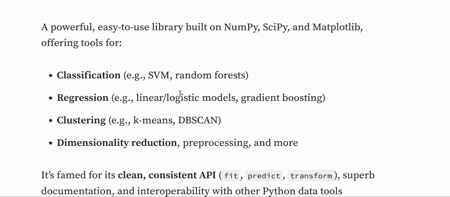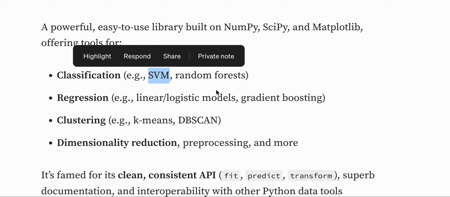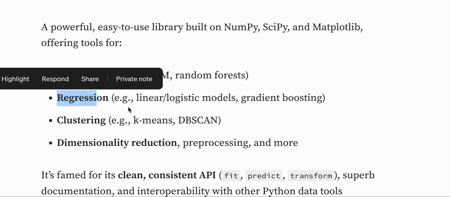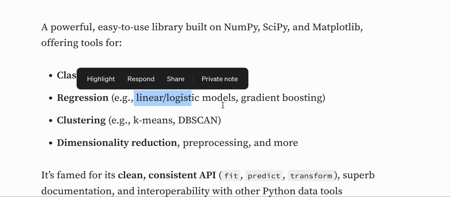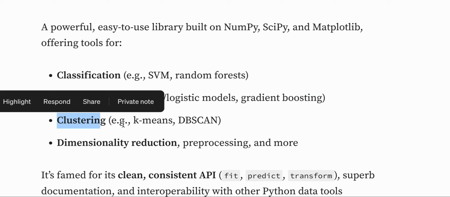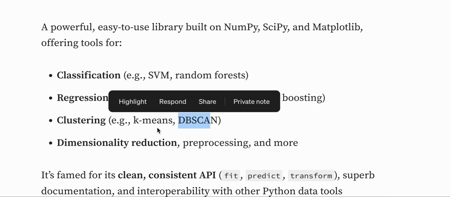So basically, let's learn what is scikit-learn. It's a powerful, easy to use library built on NumPy, Matplotlib and SciPy. What does it offer? It offers classification, for example the SVM, that is a support vector machine, I believe, and the random forest. It also offers regression, like the linear and logistic models, gradient boosting and all the stuff. It also has clustering, for example k-means, DBSCAN and all those stuff.